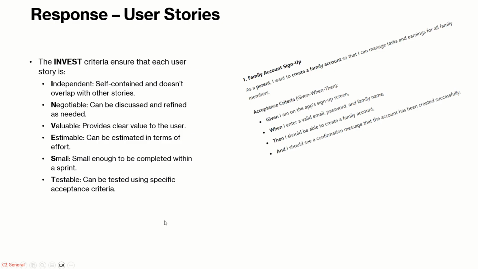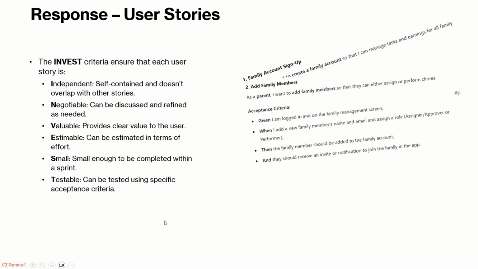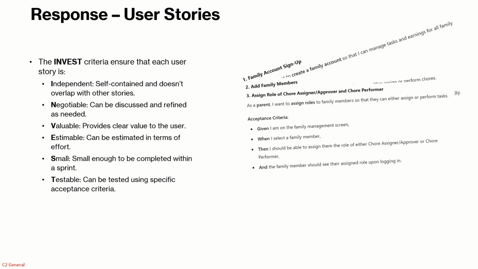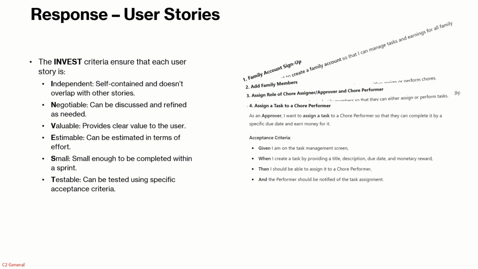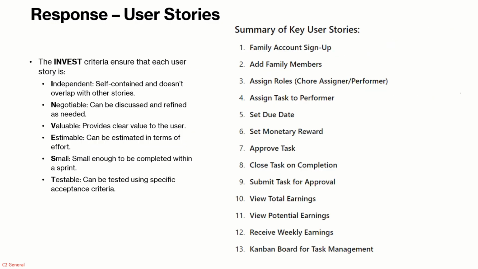Then it goes on to create a lot of user stories like add family members, assign the role of the assigner and the approver or the performer, and assign the tasks to a performer. And well, it goes on to create multiple user stories. So it gives me these 13 user stories. I can further refine my prompt to make it include non-functional requirements which take care of scalability, performance of the app, latency, etc. But for now, we'll just leave it at this stage.